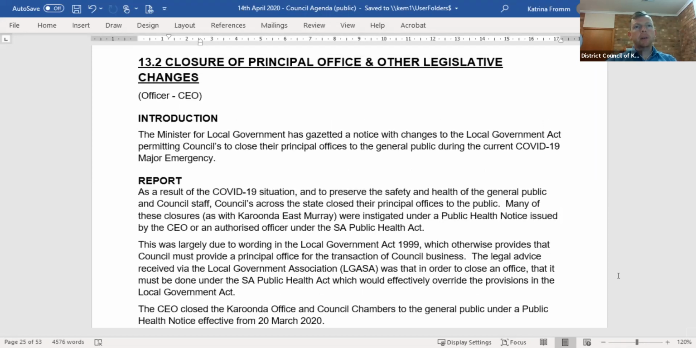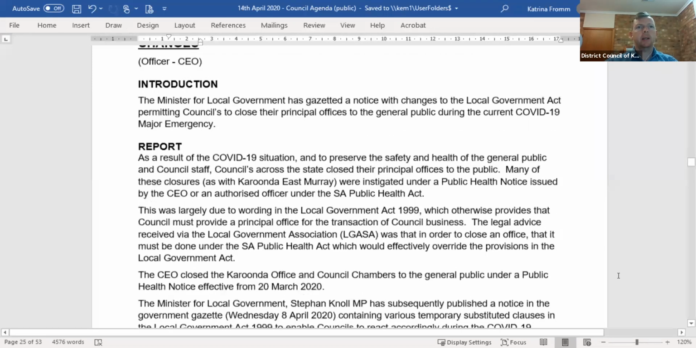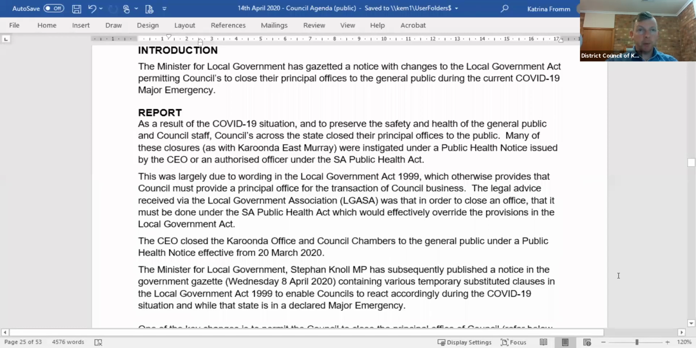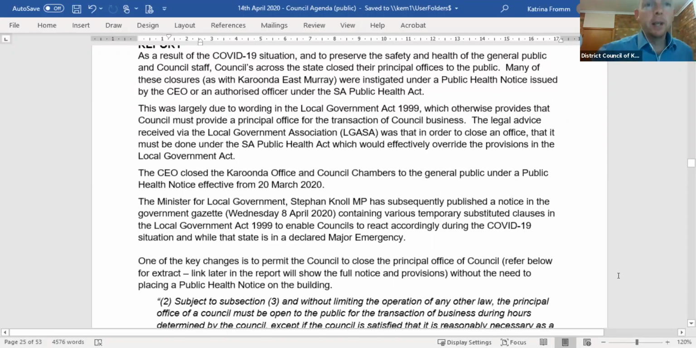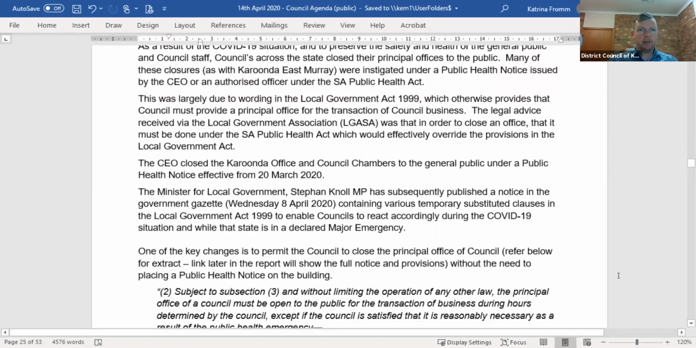So again, the Minister for Local Government has been granted powers as the state is in a declared major emergency, and he's using those powers to incrementally make changes or substitute portions or revoke portions of the Local Government Act to facilitate council business. The first notice, and these will come every week or every 2 weeks, however often he needs to make those changes, was published a week and a half ago, and was around having electronic meetings, which is why we're able to have the meeting that we're having at the moment.